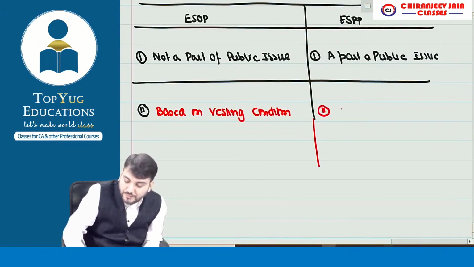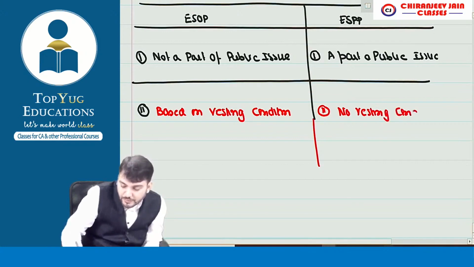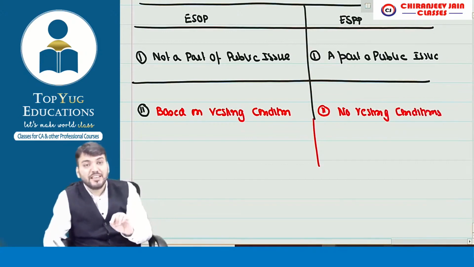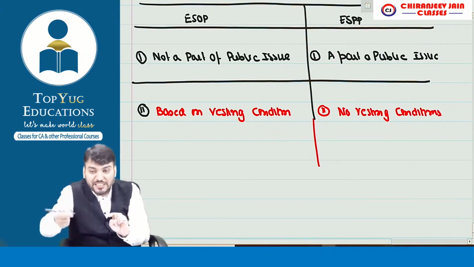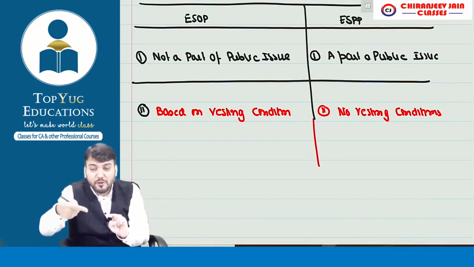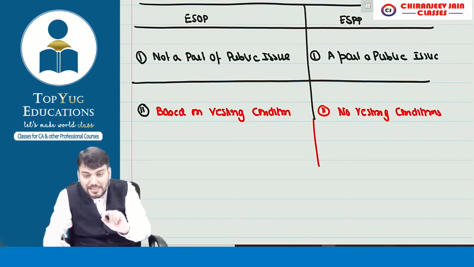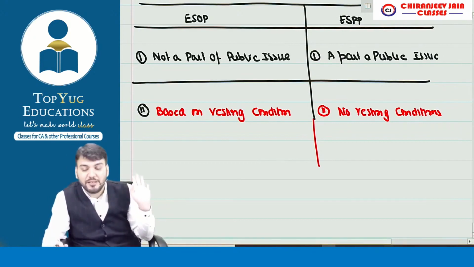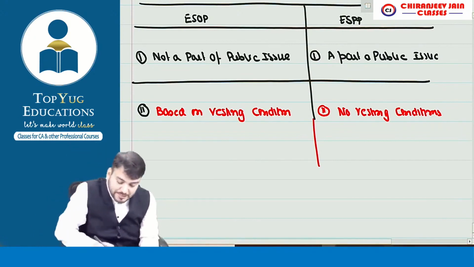But in this case, there will be no vesting conditions. Can I say that ESOP is based on vesting condition, meaning some condition needs to be fulfilled in future. But ESPP is not based on vesting period, meaning there will be no vesting period for ESPP. Only there will be exercise period.